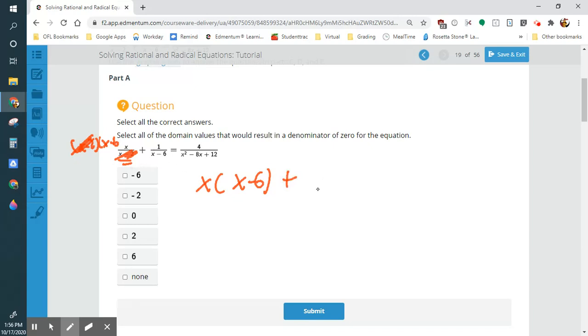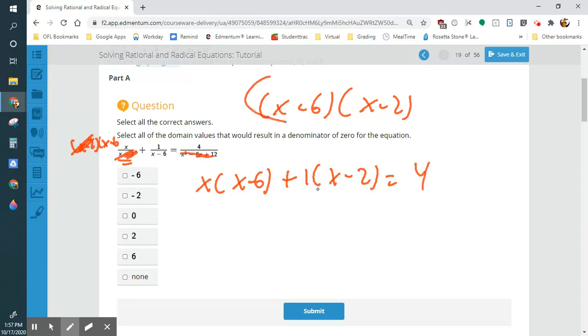And then here, I'm going to do this 1 times x minus 2 because I know that x minus 6 is going to cancel out with that x minus 6. So I'm just left with this x minus 2. And the last thing I'm going to do is just 4. The reason being is this is going to cancel out with all of this. So now I can distribute.